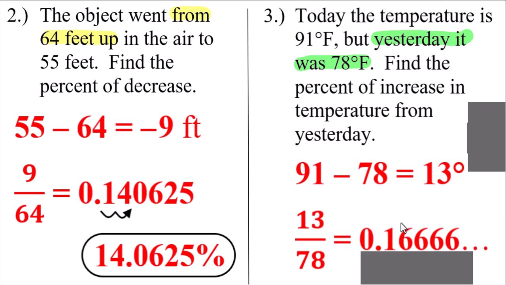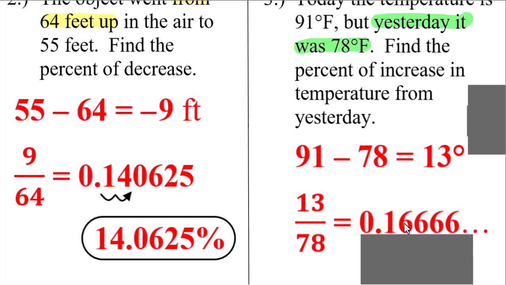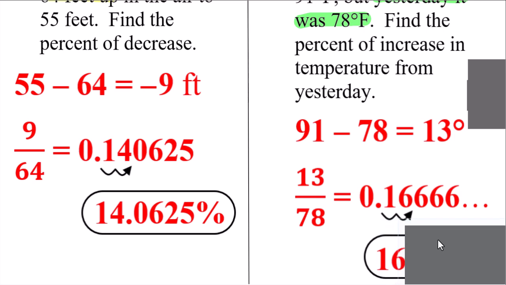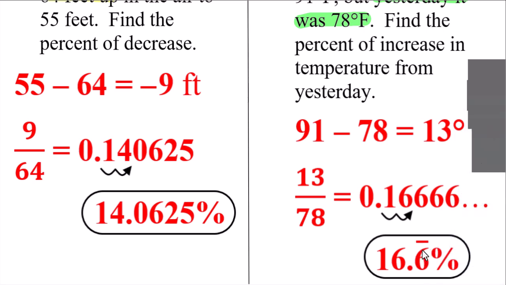So I know you're like, should I put the repeating bar here? I would not yet, because this is not percent form yet. So I like to put at least 4 digits, and then if it goes on forever, this is 16 point, and now the decimal part of the percent, since it's a repeating 6, that is where you put the repeating bar.